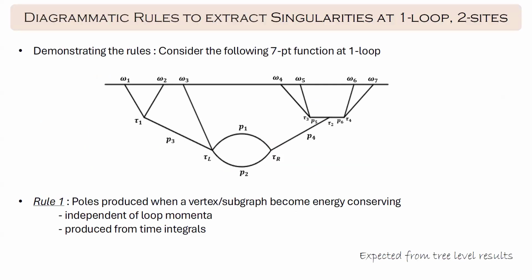Okay. So just to tell you how the rules work, I will use this ugly diagram as an example. This is a 7-point function at one loop. By loop sites, I mean just the vertices of the loop. So tau L and tau R are the loop sites. You have 1, 2, 3, 4 more interactions in this diagram. The first rule is that you will produce partial energy poles. These are produced from time integrals. There's a quartic vertex and the others are cubic vertices. So this rule was sort of expected: you produce partial energy poles from time integrals. And if they're independent of loop momenta, you will pull them out of the loop integrals, and they remain unaffected.